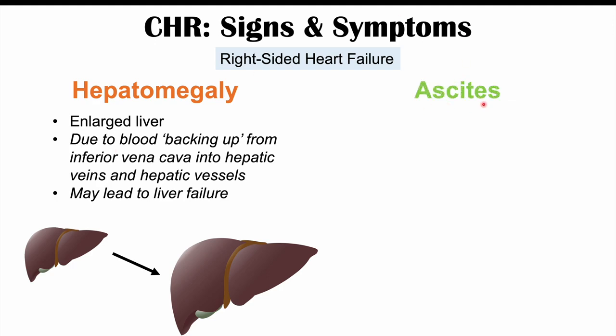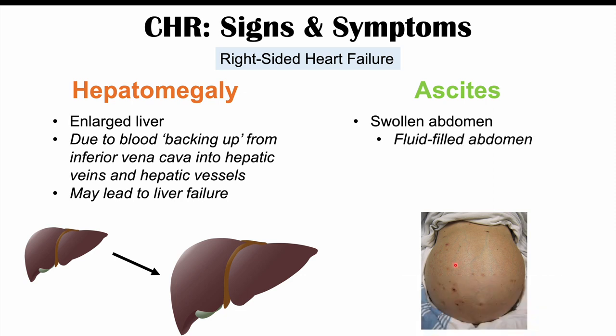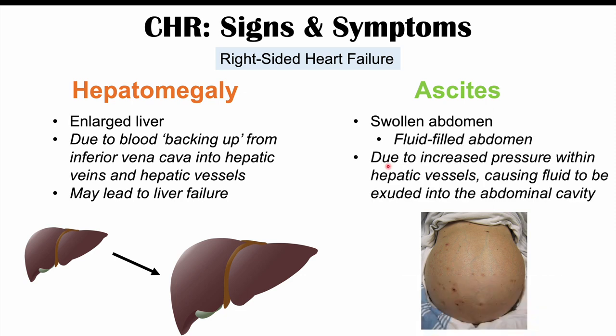And then we can also see ascites as well. So ascites is going to be a swollen abdomen. It's going to look like this. So it's going to be filled with fluid. It's going to be peritoneal fluid. And this is going to be due to an increased pressure within those hepatic vessels, causing fluid to be exuded into the abdominal cavity. So this is the reason why we can see ascites, and ascites can also occur if there's liver failure as well.